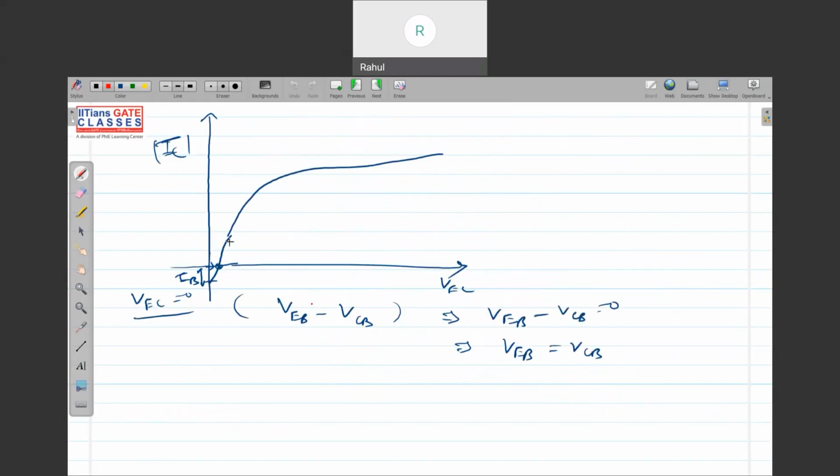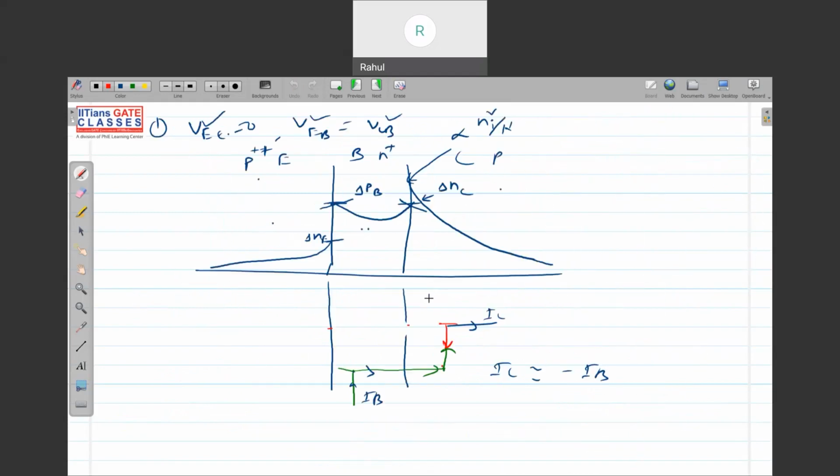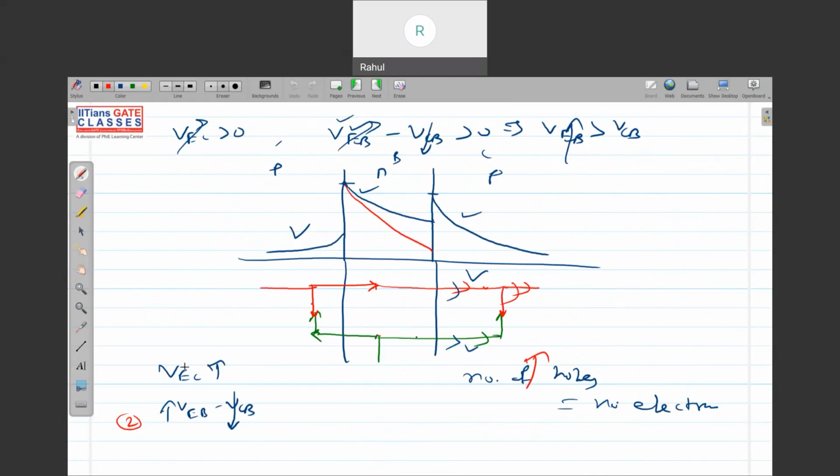So the current will go on increasing, because when I go on increasing the VEC, I am nothing but decreasing VCB and increasing VEB. What is happening? The slope of the carrier in the base region is increasing. So the injection from here to here is increasing, and since VCB is decreasing, this is also decreasing. So in the second case, it will be like this. So this current is decreasing, this current is increasing.